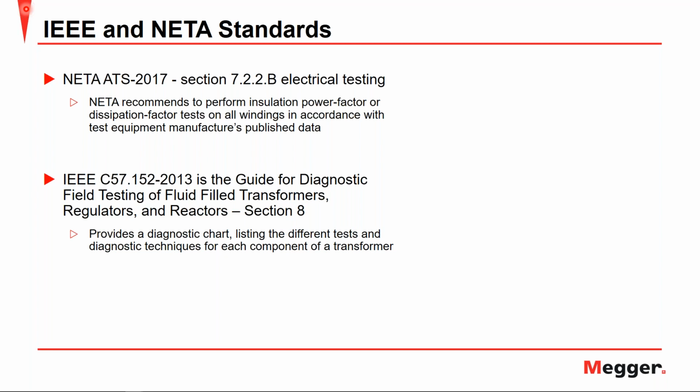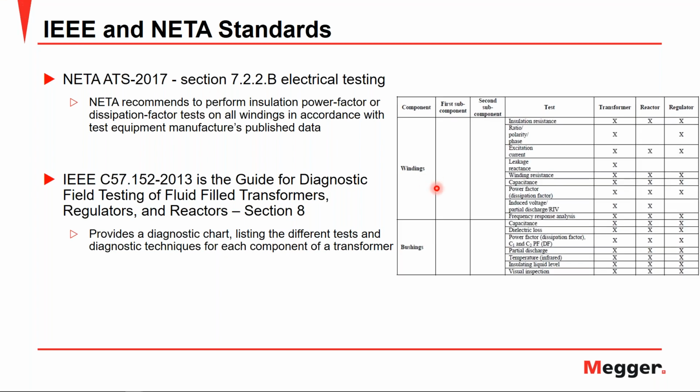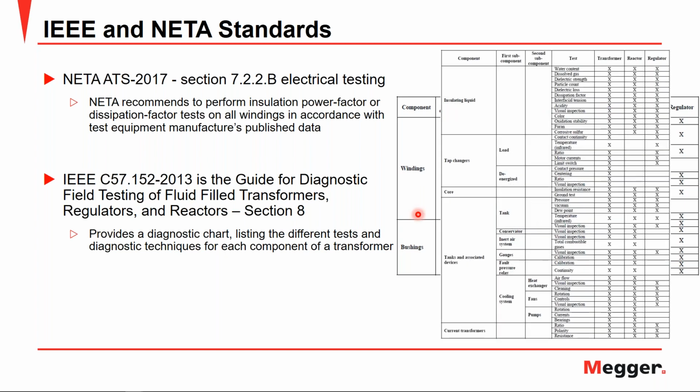Now, we also have the IEEE C57.152, that is the guide for diagnostic field testing of fluid-filled transformers. And in section 8, it provides a diagnostic chart listing different test and diagnostic techniques for each component of a transformer. Looking at the chart here, we can see that we have windings and bushings, and for both of those, we can quickly find power factor and dissipation factor tests within the chart, followed by several other recommended tests as well. So that gives us the why we're doing the testing.